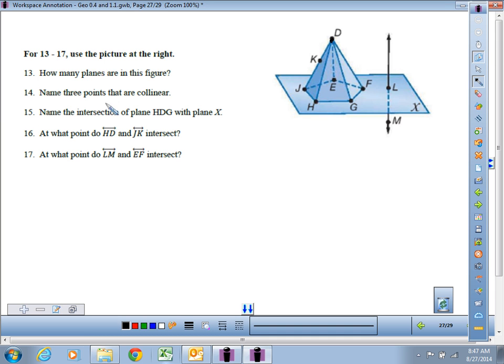What we want to know is how many planes are in this figure. Remember we said we had 5 around here, so we have 5 of these triangles. There's nothing up top, and then we have the bottom plane, which would be 6. So there are 6 planes there.